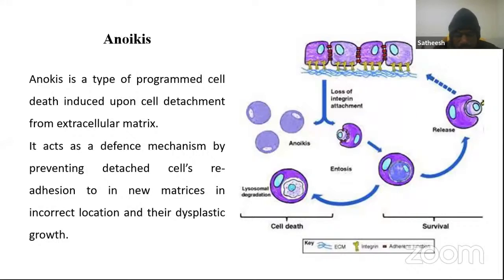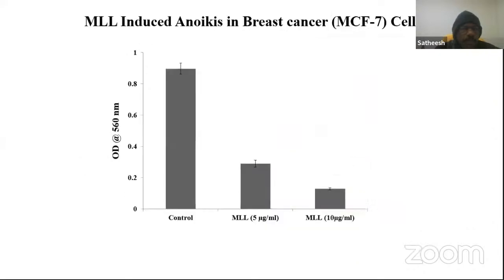So in the case of MLL, when we treated these cells with MLL, we have seen that the cells are getting detached and undergoing apoptosis. So this is again the MLL induced apoptosis in MCF7 cells. There is OD 560, it is an MTT assay in which we take the cells, treat them with MLL, and do the MTT assay.